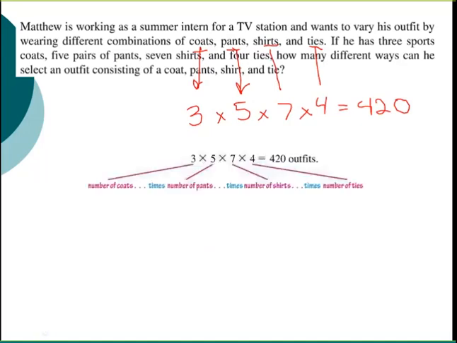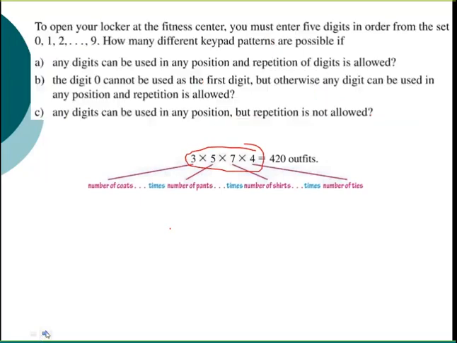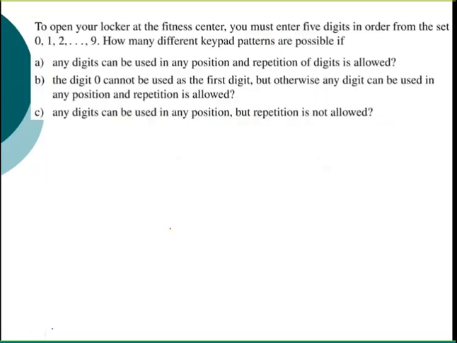The fundamental counting principle, pretty basic, is you just multiply the quantities of each thing, and you get your overall sample space size. So here we go. We got a locker at a fitness center, and so we have five digits in order from the set 0 through 9. How many different keypad patterns are possible? And there's a few different possibilities. So any digits can be used in any position, and repetition is allowed.